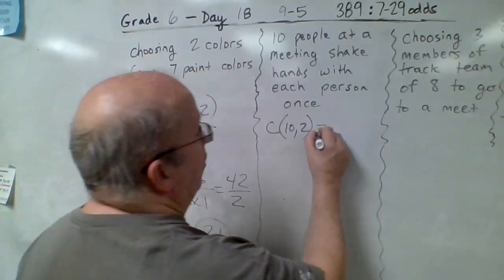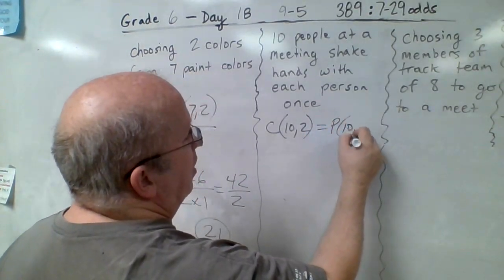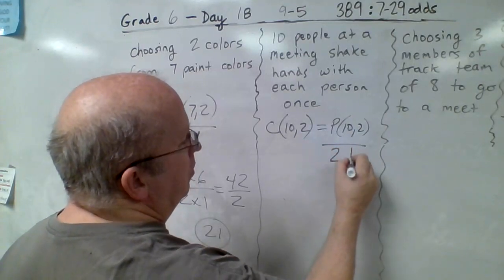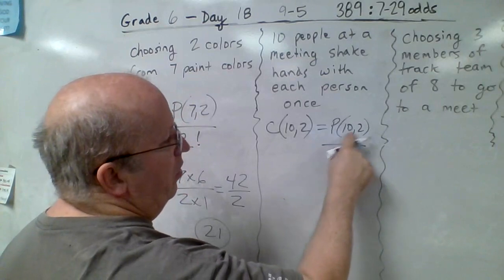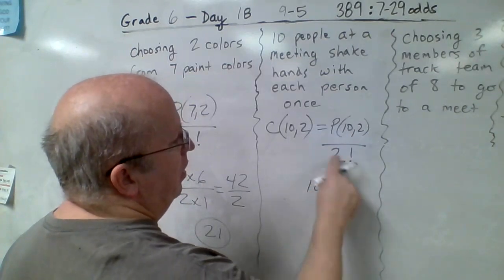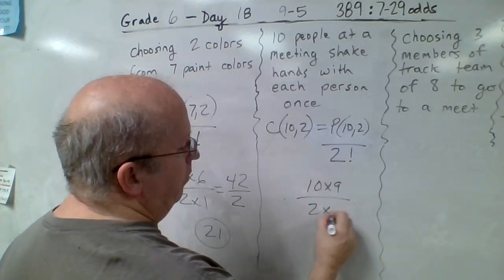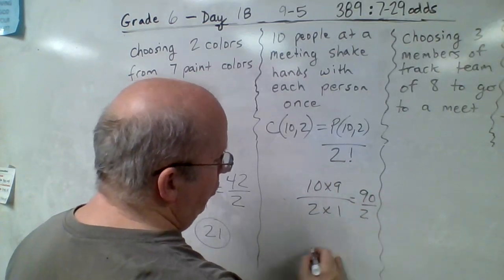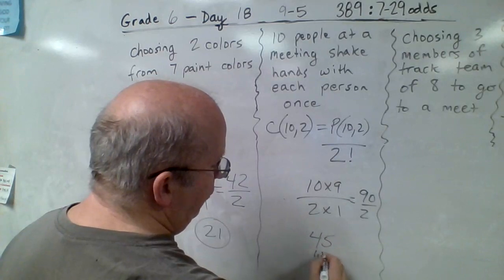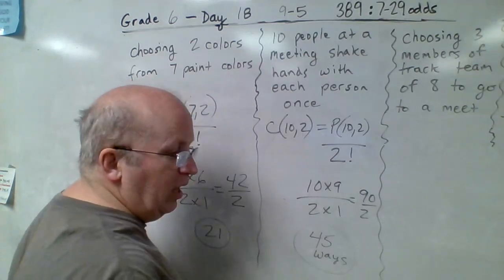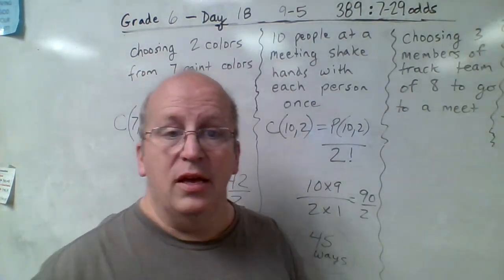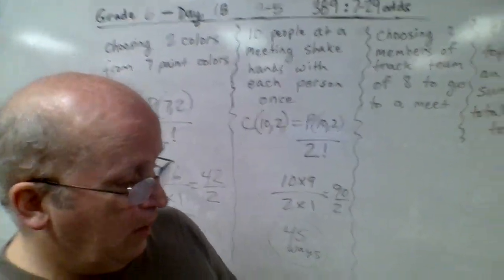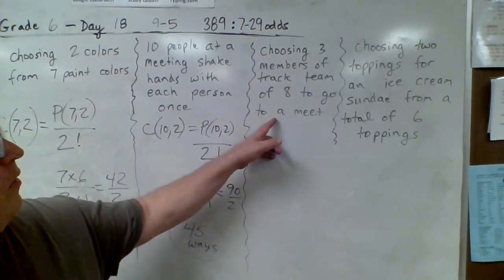So again, how do we solve this? It starts off being a combination problem over the top of that second number factorialized. This would be 10 times 9, over 2 times 1. We got 90 over 2. There'd be 45 different ways that those 10 people can shake hands if they shake everybody's hand in that room.